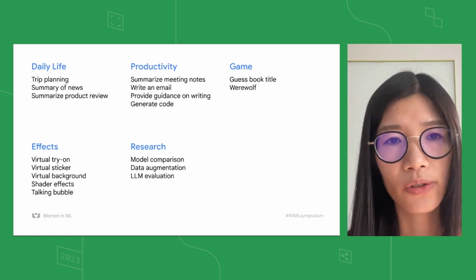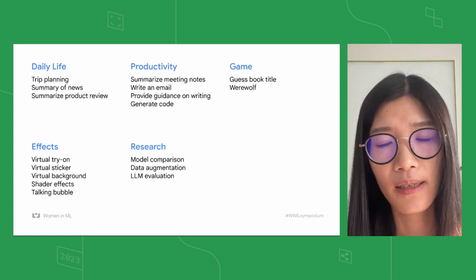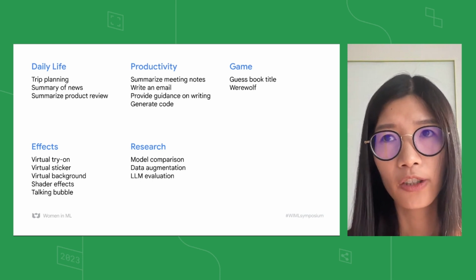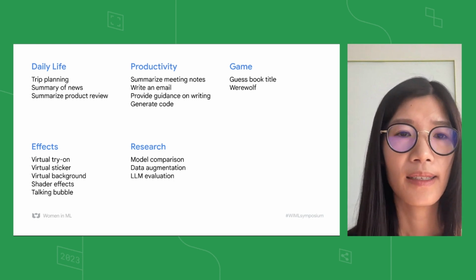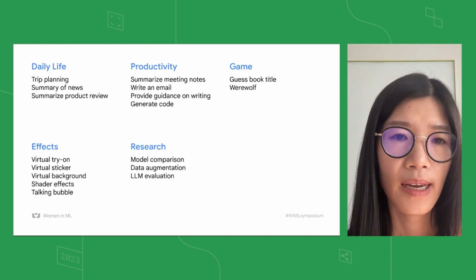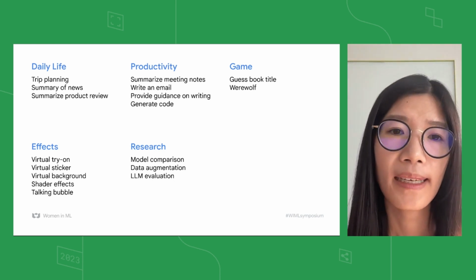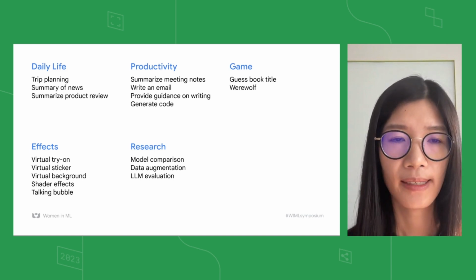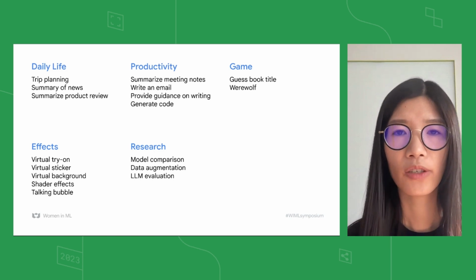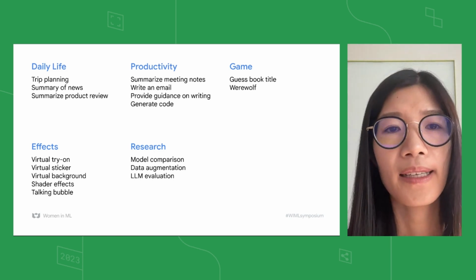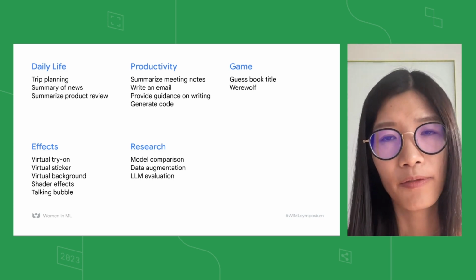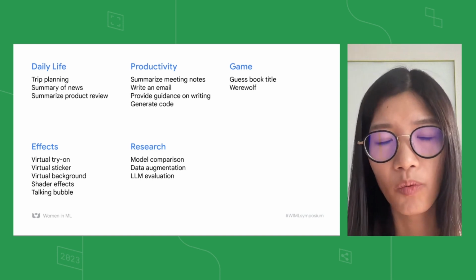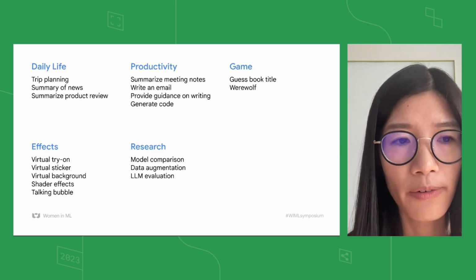Or like I just showed, I want to write an email with some tones, or I can provide my writing and ask a model to provide guidance on my writing. And at last, it can also generate code. Another thing is gaming. For example, some reasoning game like what I just showed, Werewolf.